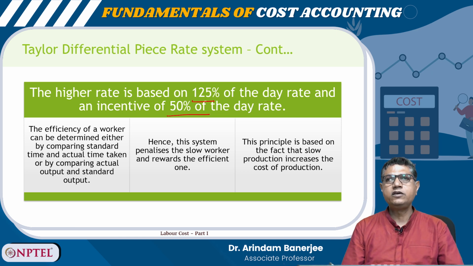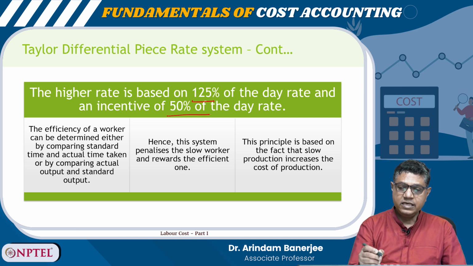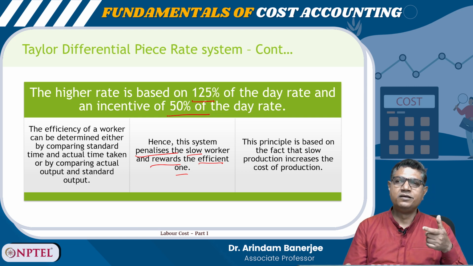The efficiency of a worker can be determined either by comparing standard time and actual time taken, or by comparing actual output and standard output. So, this system penalizes the slow worker and rewards the efficient one. So, this is one factor which is introduced by Taylor while incentivizing the workers. The principle is based on the fact that slow production increases the cost of production.